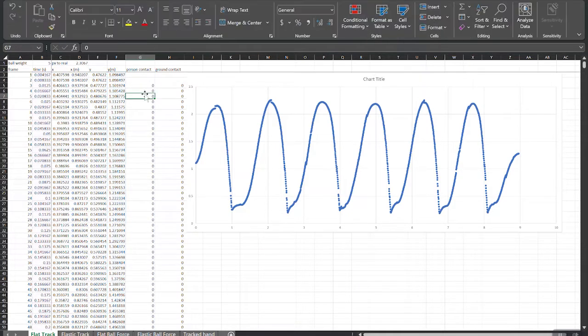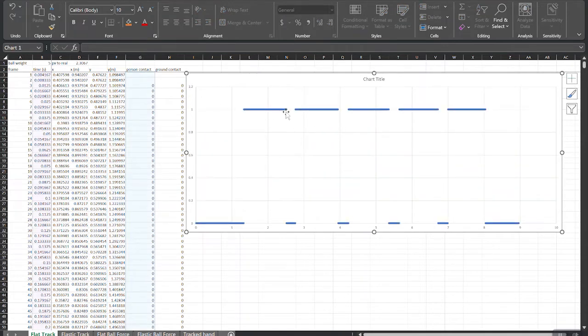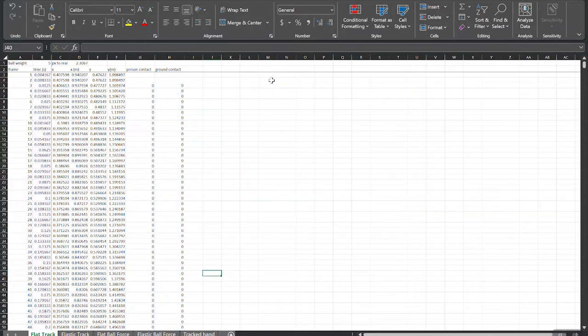We also have yes or no if the person is in contact or the ground is in contact, right? So if we look at this, the person is in contact for these periods, and the ground is in contact for these small little snippets of time, right? Okay, so in question 1, we want to find the force in the z direction, where z is along gravity, acting on the ball versus total displacement.